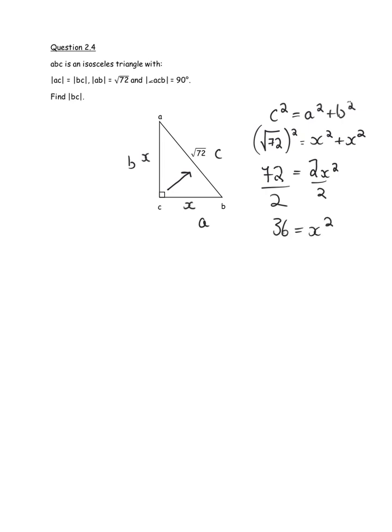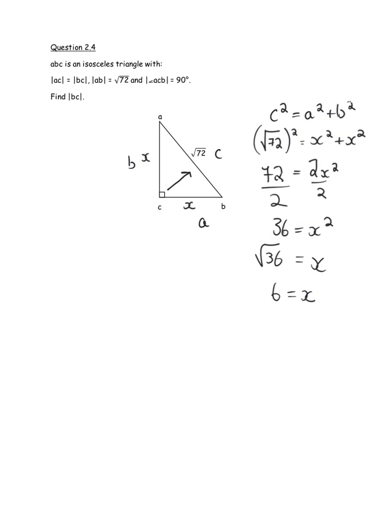We then have x squared, and we need to find what x is. So to find what x is, we square root both sides. The square root of 36 is 6, so 6 is equal to x. So then the length of BC is 6, and the length of AC is also 6.